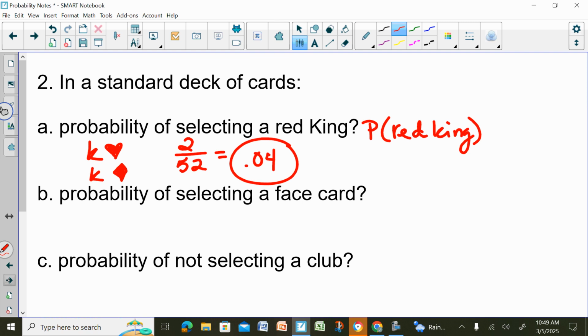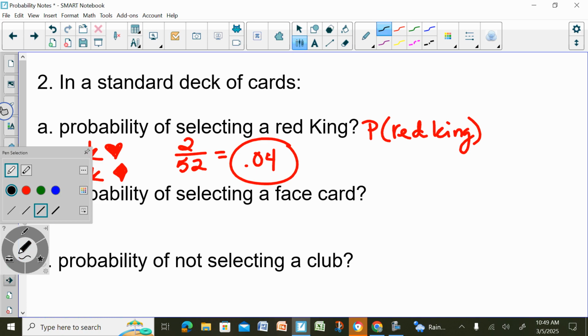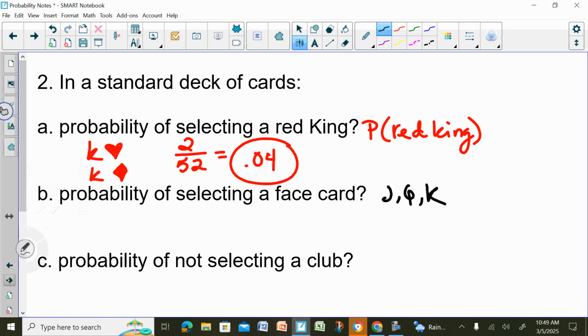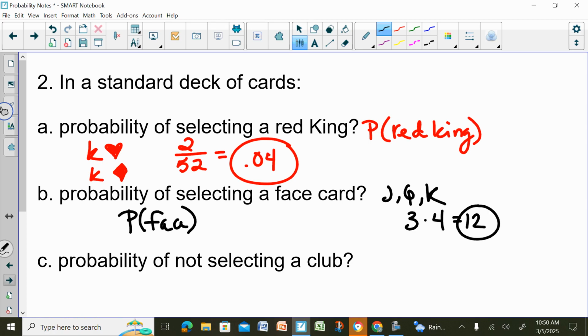The probability of selecting a face card. Well, on that last page, I did mention that the face cards, there are jacks, queens, and kings for the 4 suits. So this is sort of like the counting technique. We're doing the probability of face card. To figure out how many face cards there are, 3 face cards and there are 4 suits. So there are 12 total faces. Aces are not faces. And so there's 12 total. Of the 52, 12 of them are face cards.